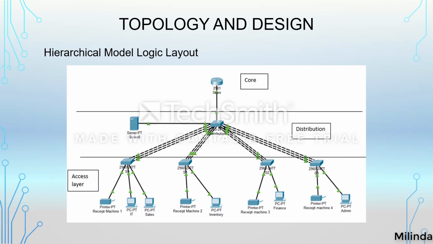So as you can see, this is our topology and design. We have shown this using the hierarchical model logical layout. So we have the router as our core layer, we have a distribution switch in the distribution layer, and we have four other access switches to which each VLAN is connected.